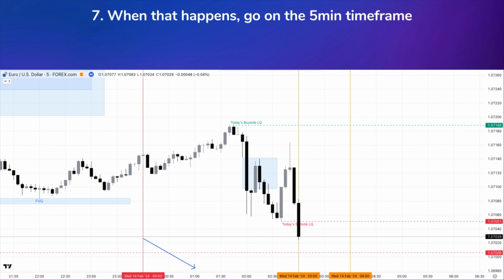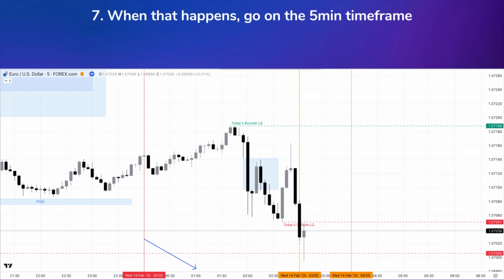Step number 7, when that happens, we're going to go on the 5 minutes time frame. And so we're going to observe here the price movements on the 5 minutes time frame. Here it is, the price went lower and took that level of sell side liquidity. So we have today's sell side liquidity and the previous day's sell side liquidity taken out as well.